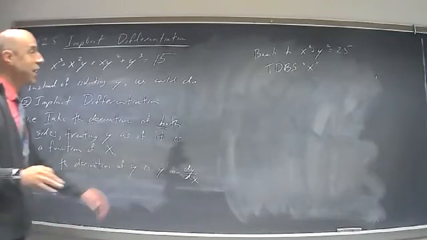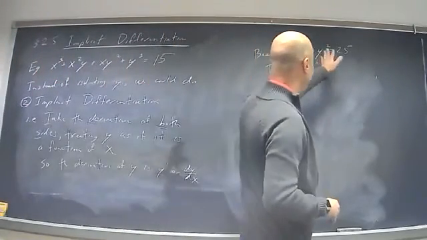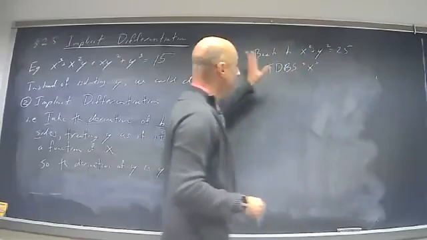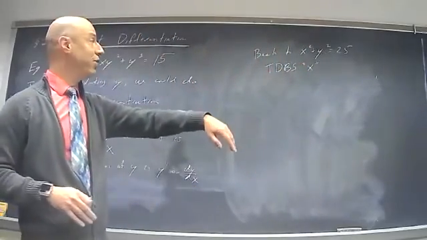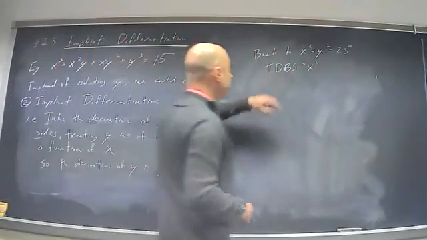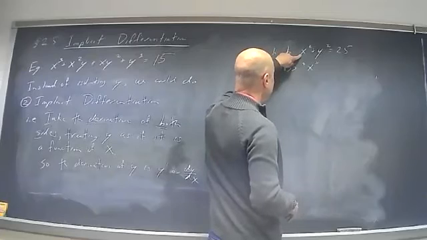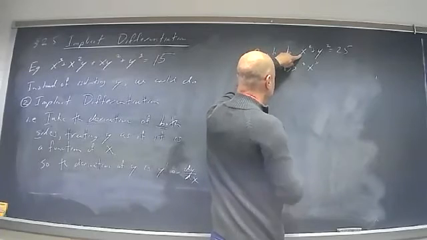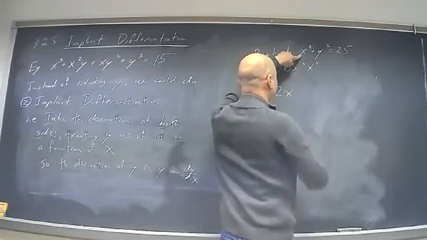So this time, instead of getting y by itself, we're just going to leave everything where it is and go through from the left to the right and take the derivative of everything. Most of this is easy. We start off with x squared. The derivative of x squared is just 2x, the same as it always is.